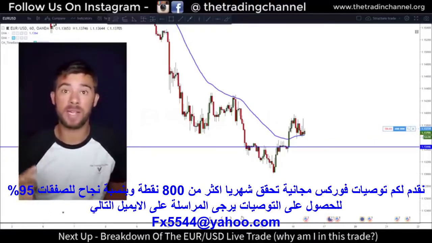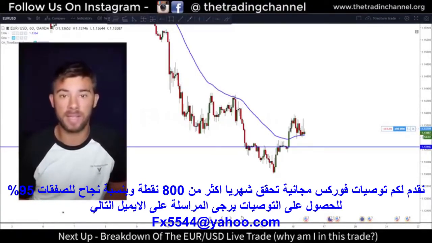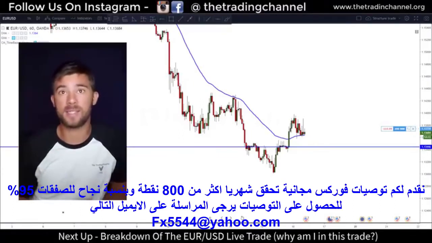Now we're going to go ahead and break down this euro dollar chart. We're going to talk a little bit about why we were even interested in a trading opportunity like this and the entire reason we decided to place this live trade.